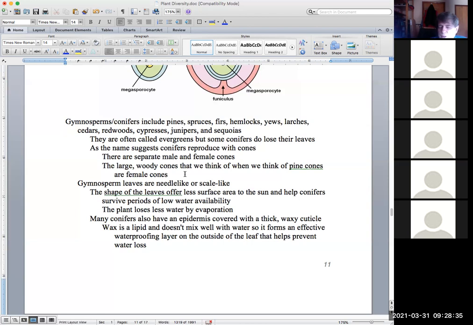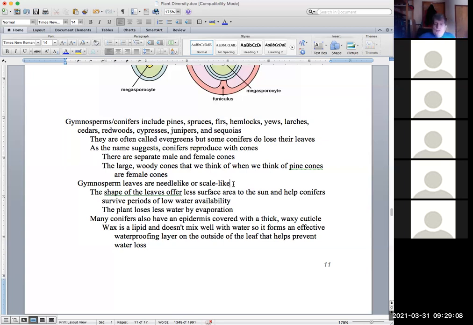So conifers do reproduce with cones. Notice that there are male and female cones. When you think of a pine cone, you think of female cones, much larger, much more prominent. Male cones are smaller. Why are they smaller? Well, a small male cone can still make plenty of sperm because sperm are smaller than eggs.